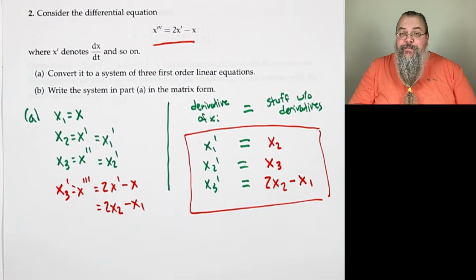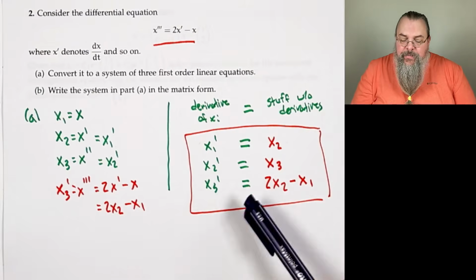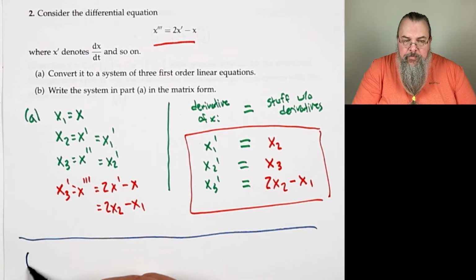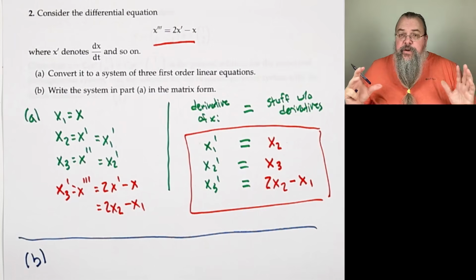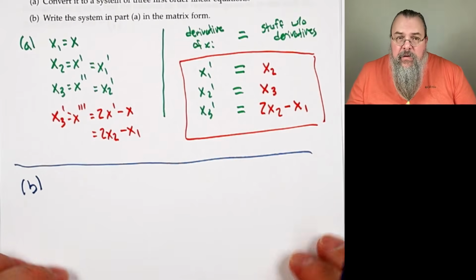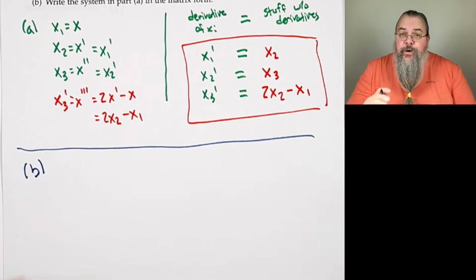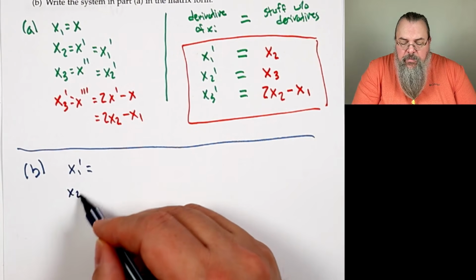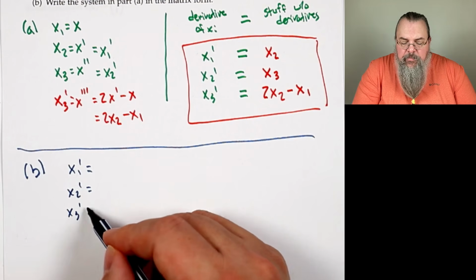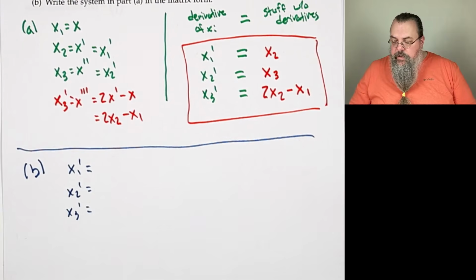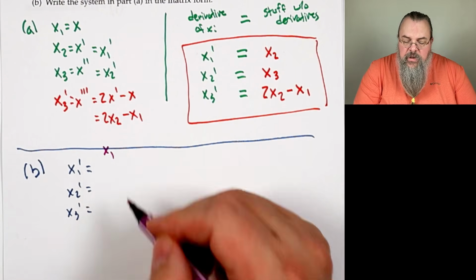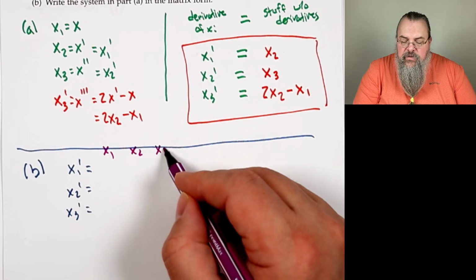Now, part B says, here is this system, put it into matrix form. How do we do that? Here's what I do when I'm thinking about putting it into matrix form. I have my system, and I'm going to rewrite it in a very particular way. I have the x1 prime, the x2 prime, and the x3 prime. And I'll put a little color here: put the x1 terms here, the x2 terms there, and the x3 terms there.